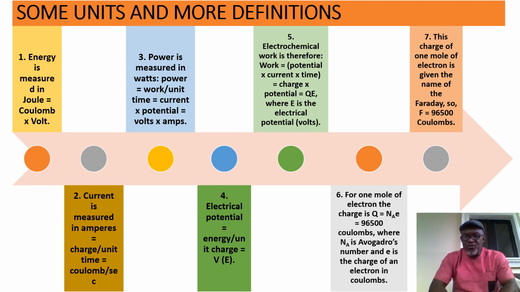We also have that for 1 mole of electrons, the charge is Q. And that charge Q is equal to N subscript A multiplied by e, where N subscript A is Avogadro's number. So Avogadro's number multiplied by the charge of an electron, and this value is equal to 96,500. And we will see what we call this. In fact, number 7 tells us that this 96,500 is called F, after Faraday. 1 Faraday is equal to 96,500 coulombs.